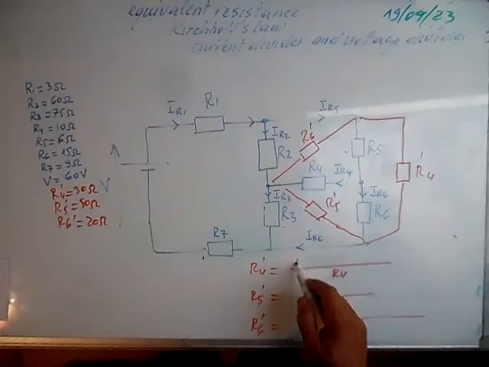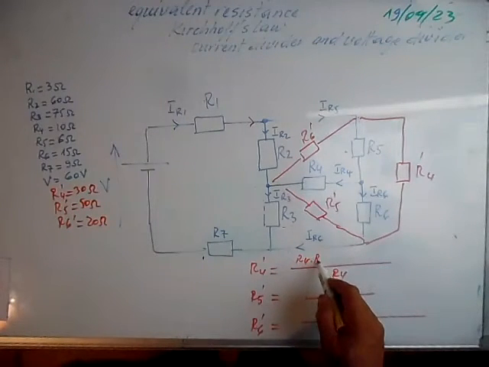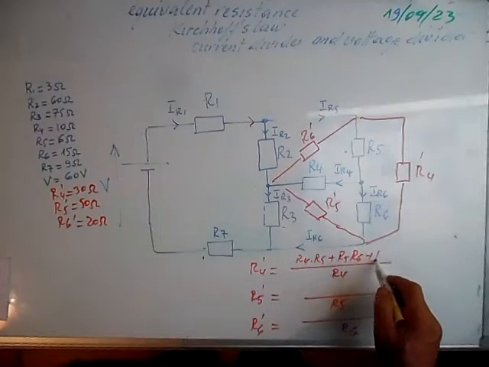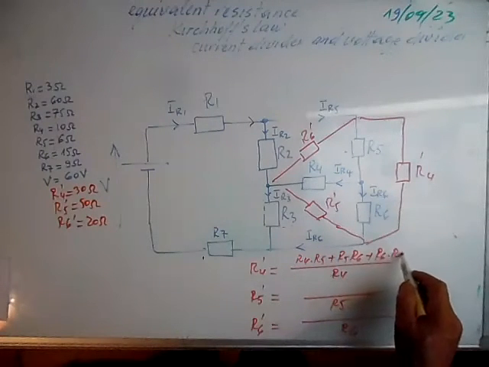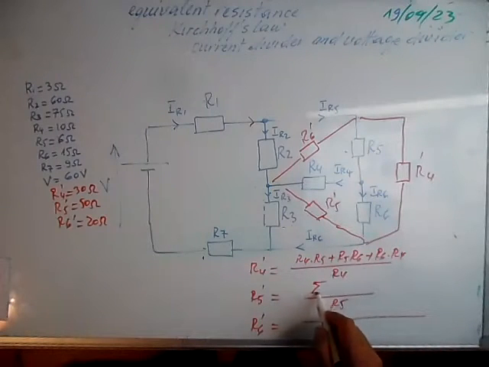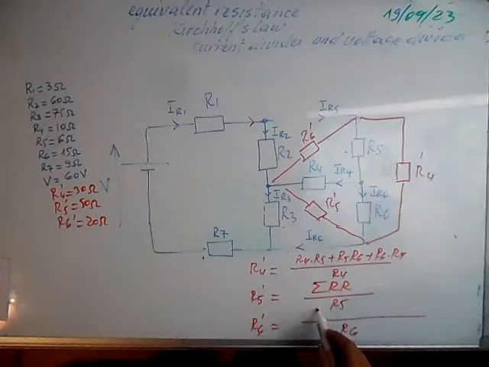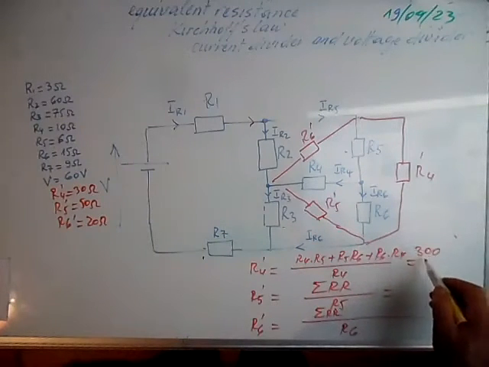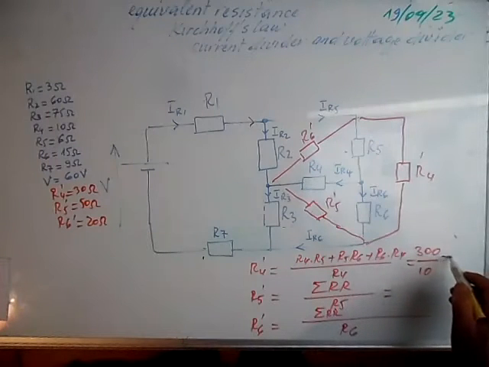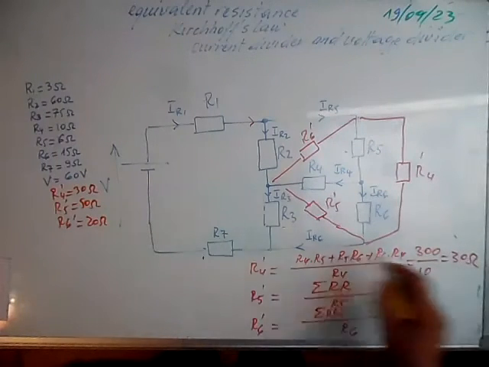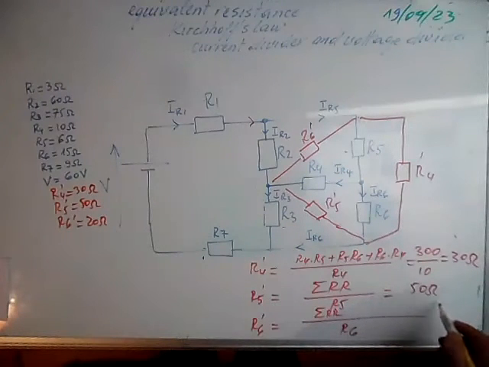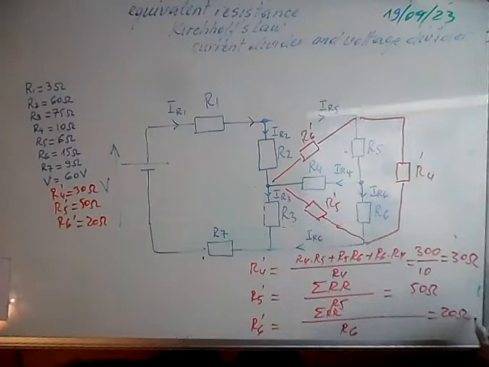numerator we have R4 times R5 plus R5 times R6 plus R6 times R4. Same here and same here. And the result here we find 300 over 10, that is 30 ohms. Calculated here. Here it's 50 ohms and here it's 20 ohms.